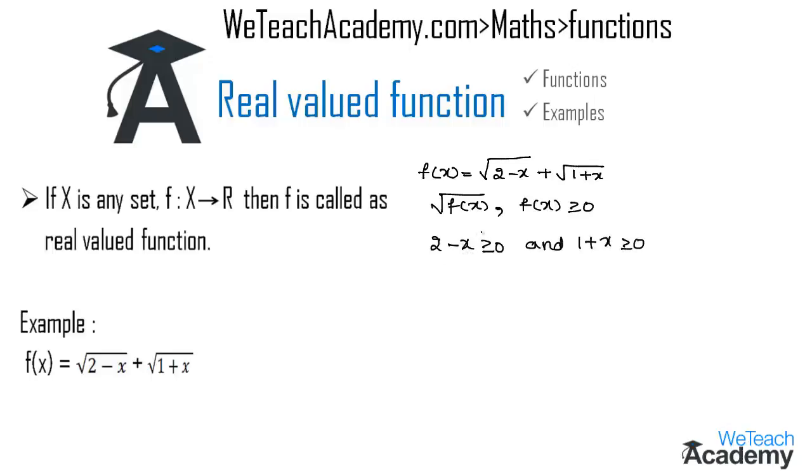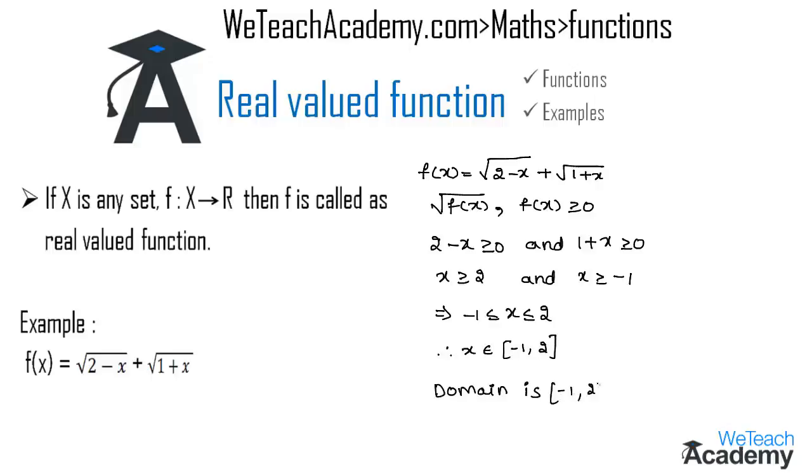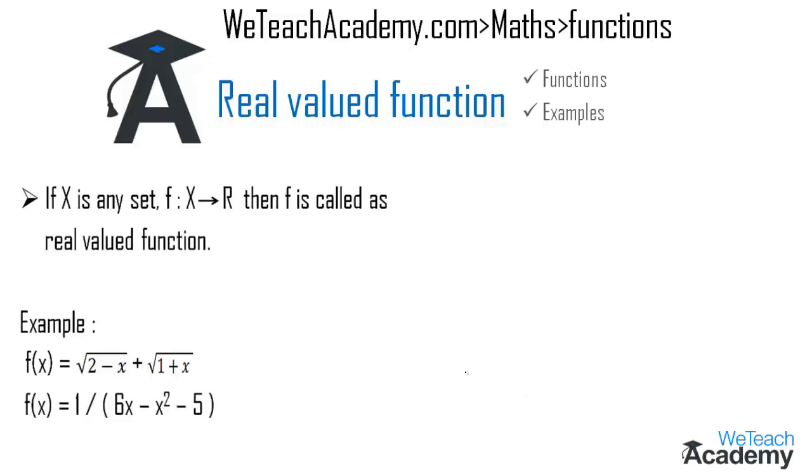Now let us transfer x to the other side. So we get x is less than or equal to 2. And now let us transfer 1 to the other side. We get x greater than or equal to minus 1. That implies minus 1 is less than or equal to x less than or equal to 2. So x belongs to [-1, 2], and therefore the domain of the function would be [-1, 2].